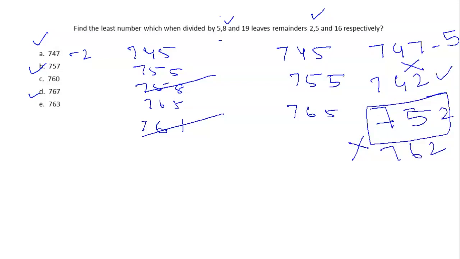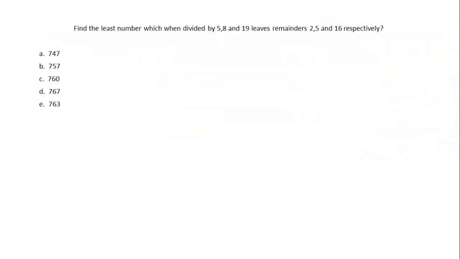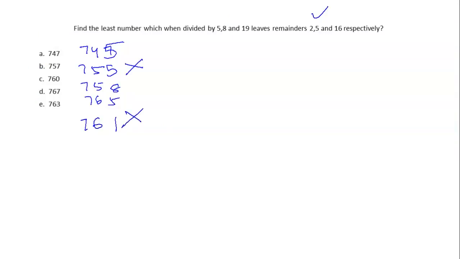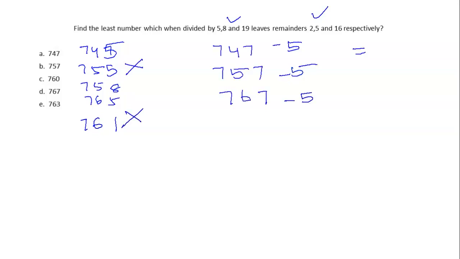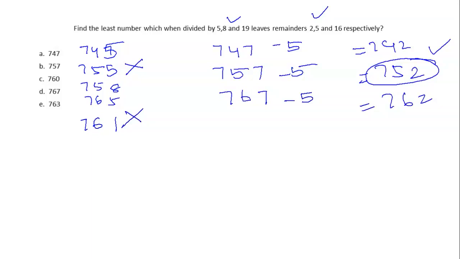Since they gave different remainders, you have minus 2 for 5, finally divisible by 8 with the other remainder. We have three options: 747, 757, and 767. With remainder 5 for 8, minus 5, minus 5, minus 5 should be divisible by 8, which is 742, 752, and 762. The only one divisible by 8 is 752. So you have 757. Okay, that's your answer. Okay, clear. So next question.